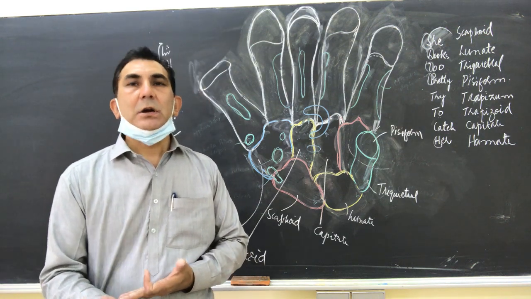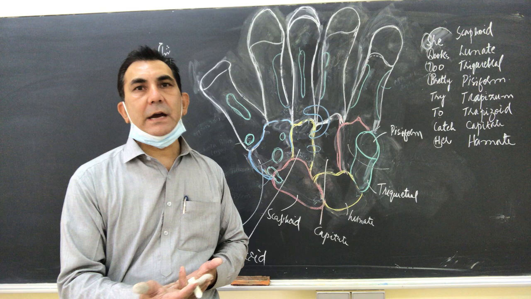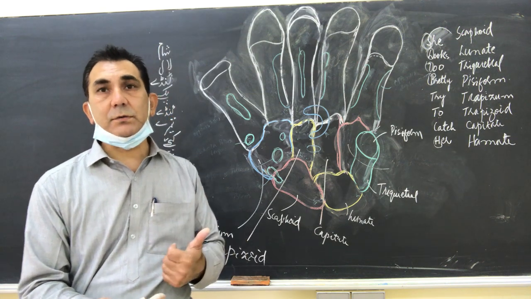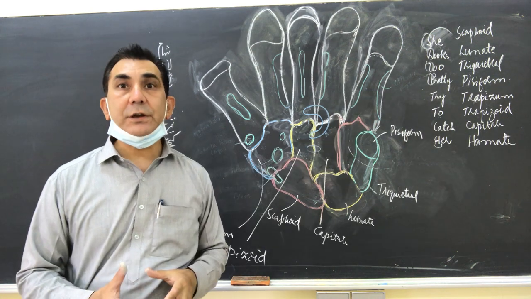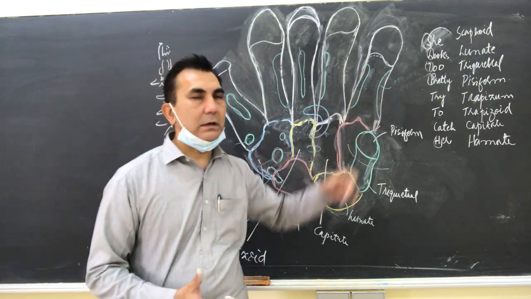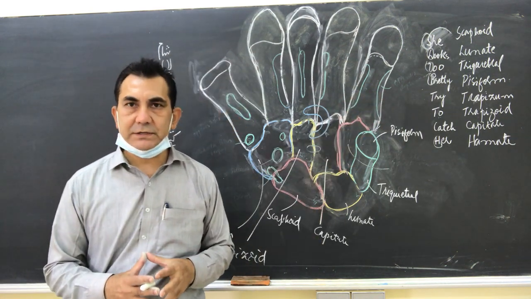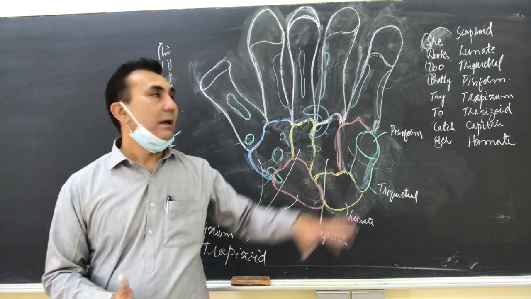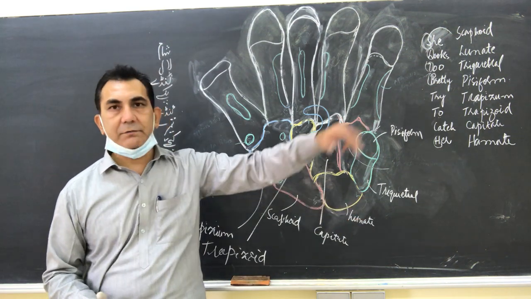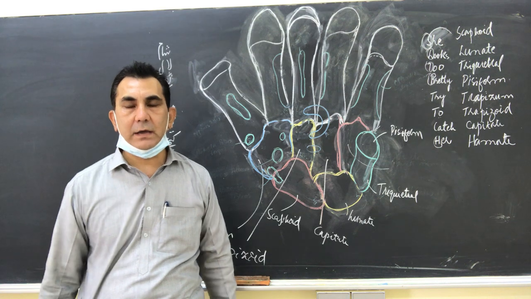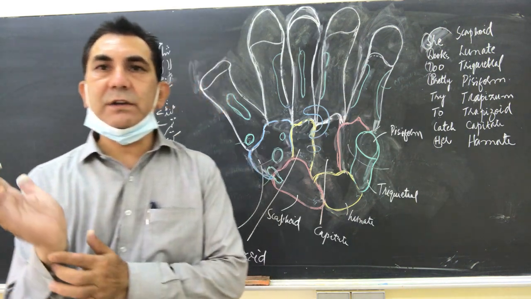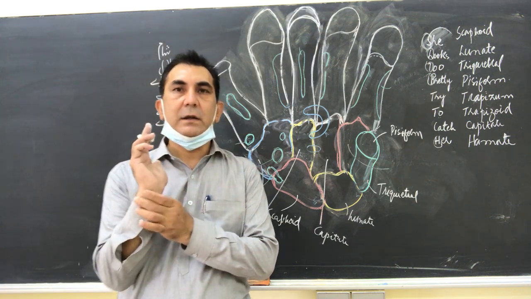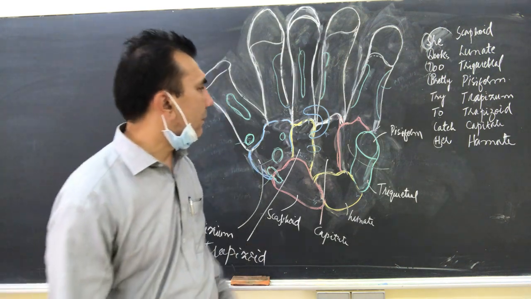The third carpal bone in the proximal row, from the lateral to the medial side, is called the triquetrum. And the fourth carpal bone, which is present on the medial side and unites with the head of the ulna, is called the pisiform. You can feel the pisiform in your wrist joint.